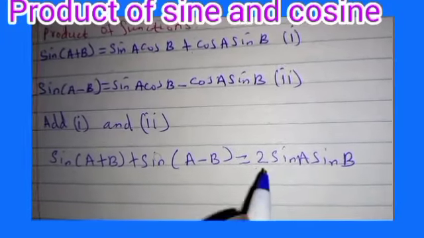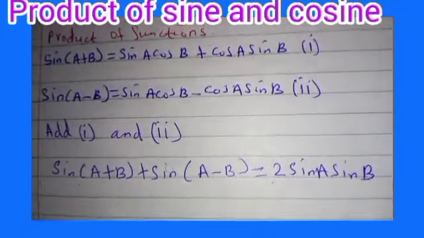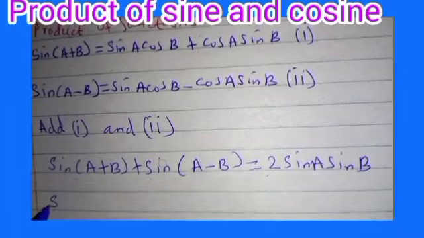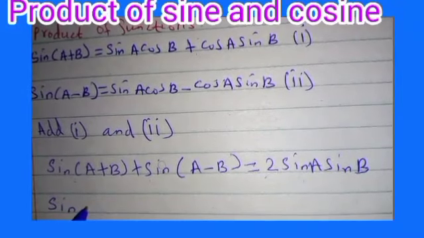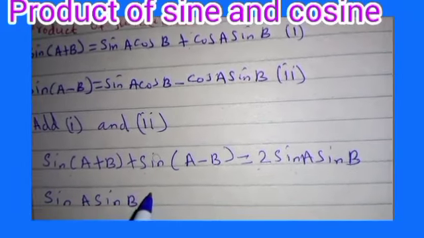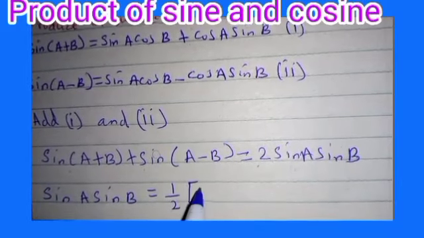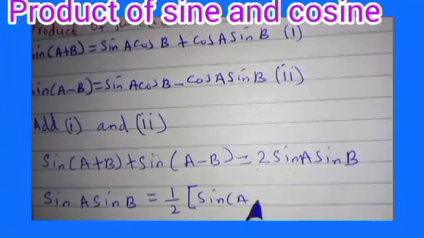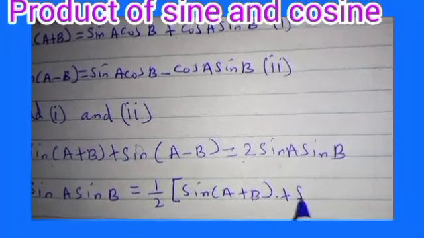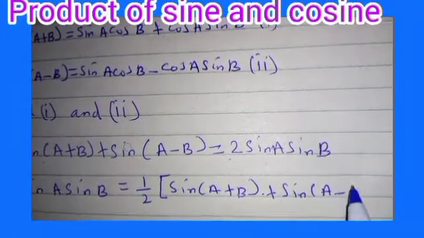Then from here, we divide both sides by 2. Dividing both sides by 2, we are going to get sine A cos B, which is equal to half into bracket sine of (A plus B) plus sine of (A minus B).